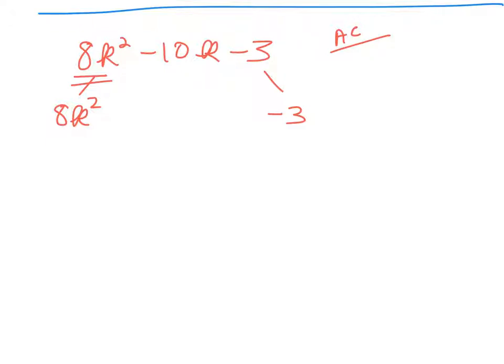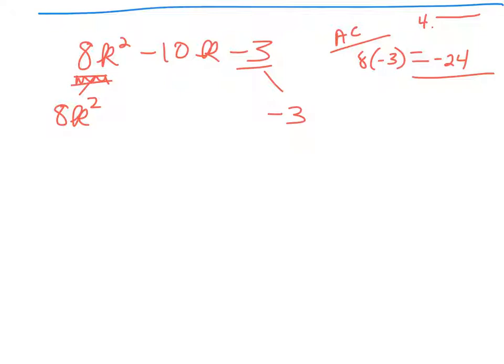So A times C here would be 8 times negative 3. It's always the squared coefficient times the constant, which is negative 24. As we saw earlier, if you square root 24, you get 4 point something. So that's where we need to start to check for all the factor pairs of negative 24. We're looking for one that adds up to negative 10. Let's see if we can find it.